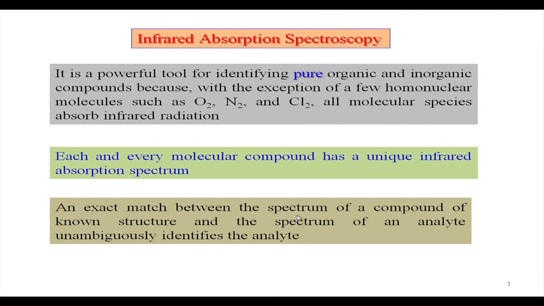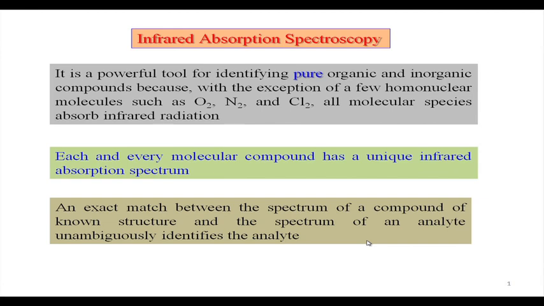So, any of these molecular compounds can show the corresponding absorption, if there is any corresponding match. So, the exact match between the spectrum of a compound of known structure and the spectrum of an analyte can be identified as the corresponding analyte. So, we know the corresponding known structure and its IR spectrum, and if that is present in that particular unknown species, we can detect the presence of this molecular species.